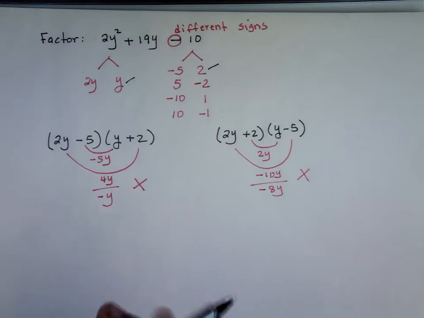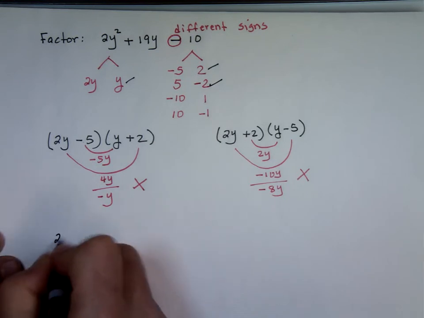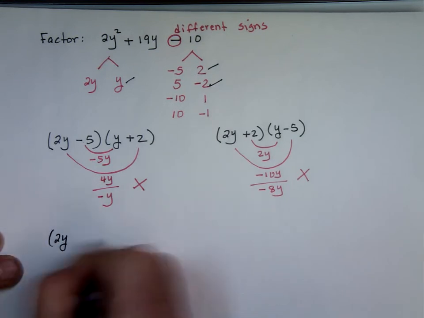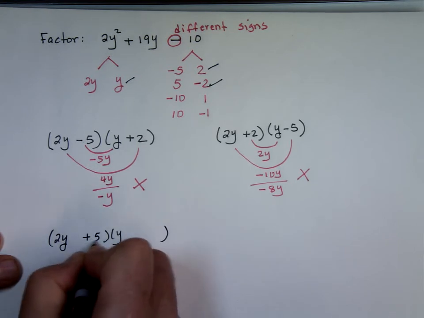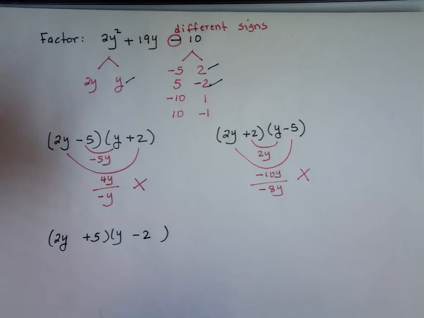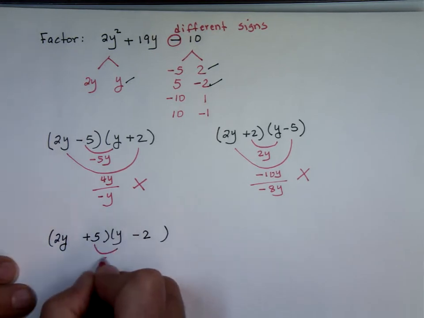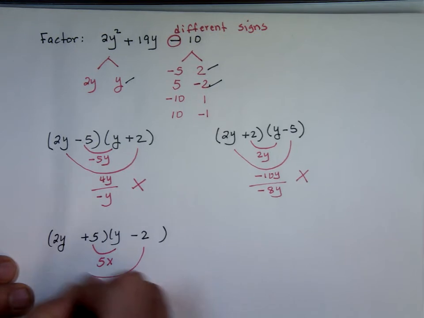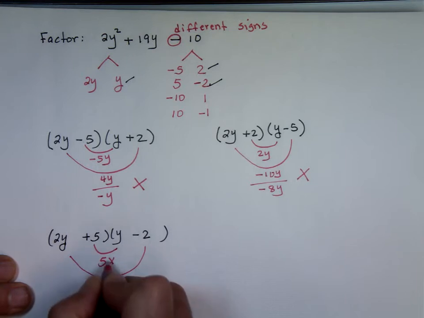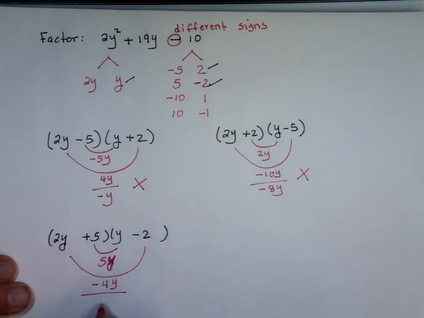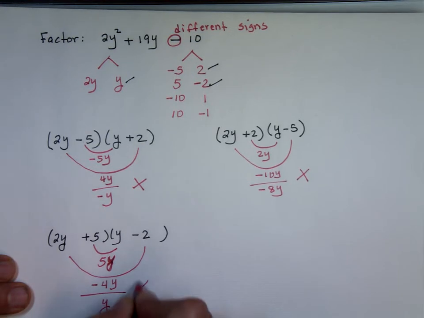Let's try this one, the 5 and the negative 2. Plus 5, minus 2. That's 5y, negative 4y. The result is what? The result is 1y. No.